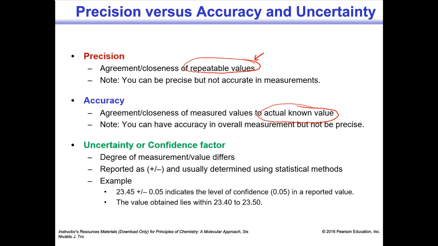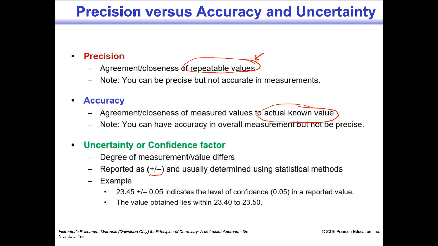This is often reported as an uncertainty or a confidence factor. It's the degree of measurement, or how much the measurement differs, and it's usually reported as a plus or a minus. So you may see that out to the side of a number. We're not quite there yet in this class, but just know that it's coming.